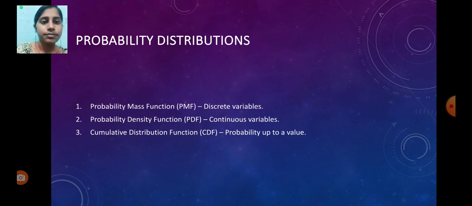Probability distribution. There are three probability distribution functions: probability mass function, probability density function, and cumulative distribution function. Probability mass function contains discrete variables. Probability density function contains continuous variables. Cumulative distribution function contains probability up to a value.